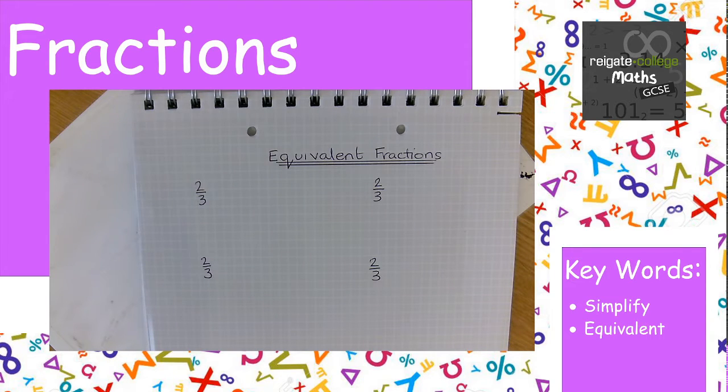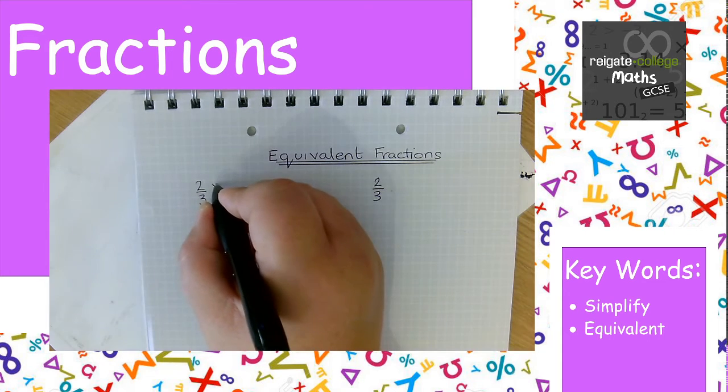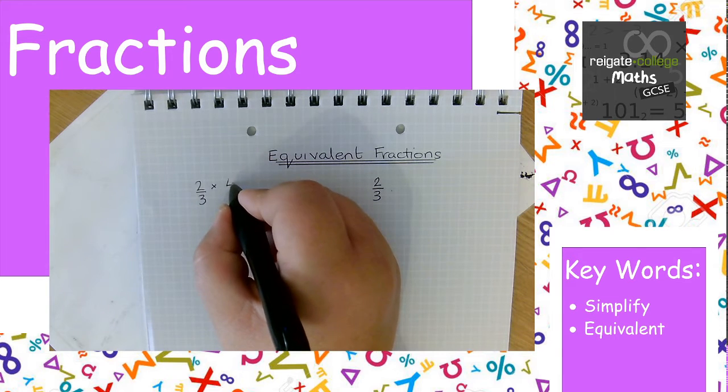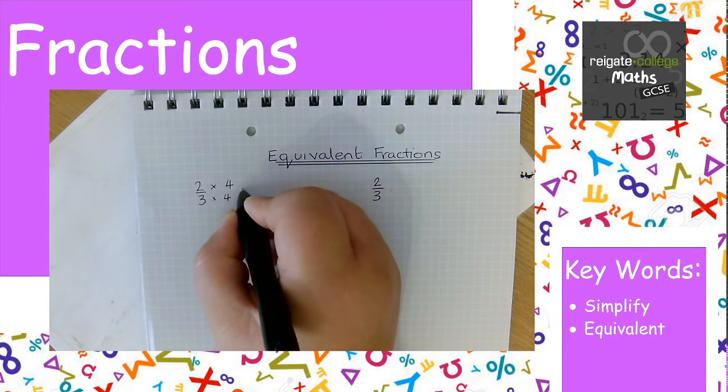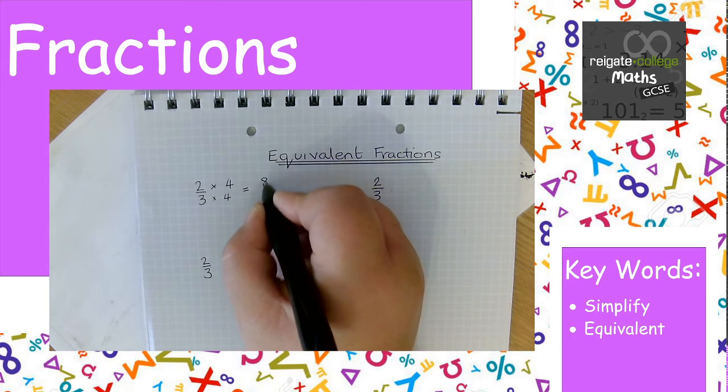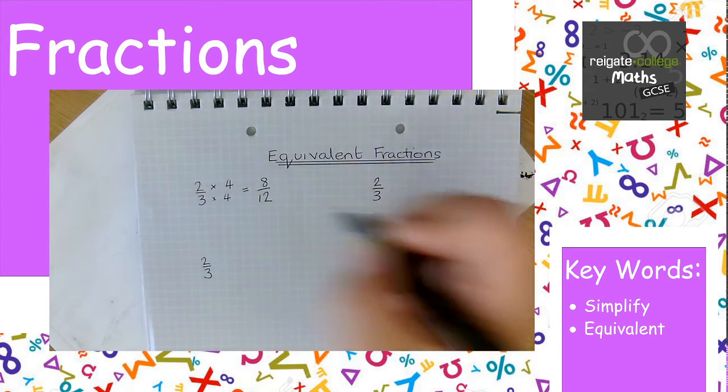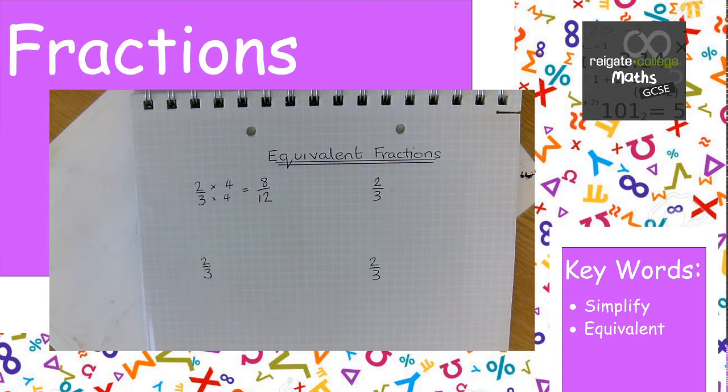Sometimes we need to make the numbers in our fraction bigger. We need to create equivalent fractions, but with different numbers in them. We'll do this by multiplying the top and the bottom by the same number. And to demonstrate this, I've got 4 of the same fraction. I've got 2/3. In my first example, I'm going to multiply the top and the bottom by 4. 2 times 4 is 8, 3 times 4 is 12. 8/12 is an equivalent fraction to 2/3.